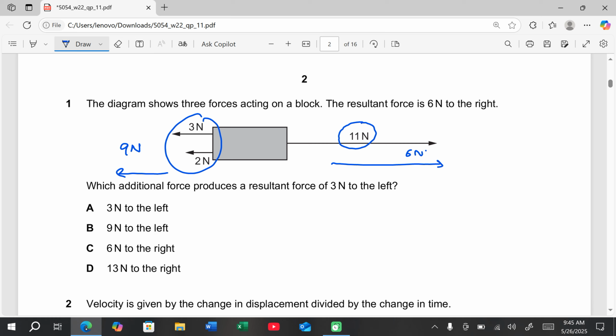So it is going to be, sorry, to the left. So it's going to be 3 Newton to the left. Sorry, 9 Newton to the left. 3 Newton is the resultant force. We have added new 9 Newton. So that's going to be 9 Newton to the left.